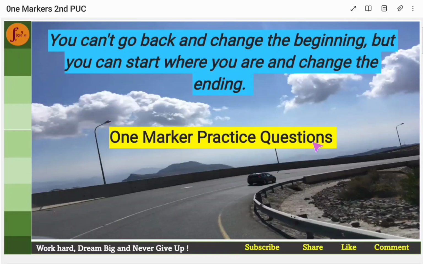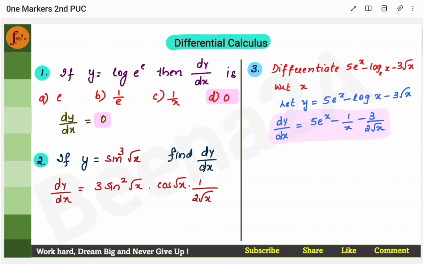Hi everyone. In this video, we'll go through 1-marker questions from differential calculus. So here's the first problem.